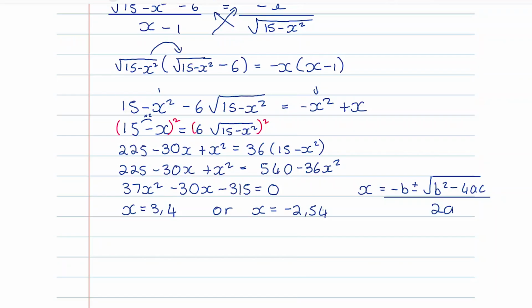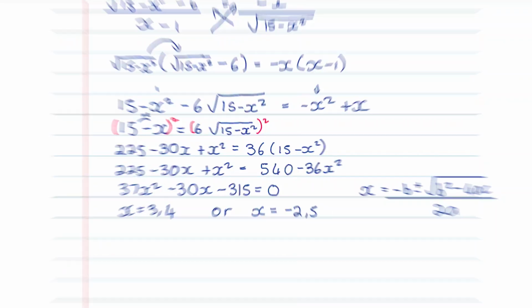It's 3,4 and minus 2,5. In the next video, we'll be looking at example 7 of the Maths Handbook and Study Guide for grade 12 on page 221.